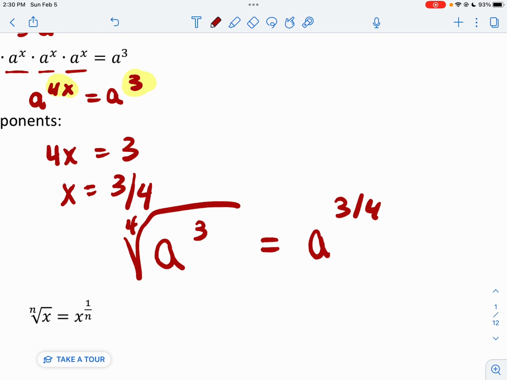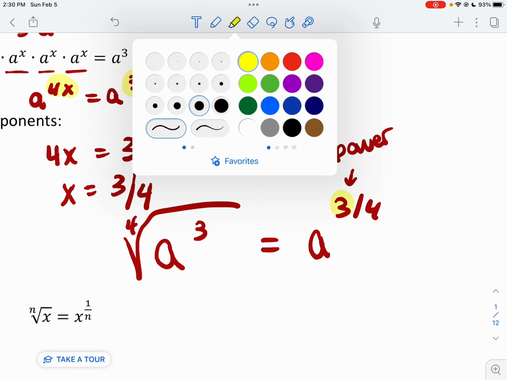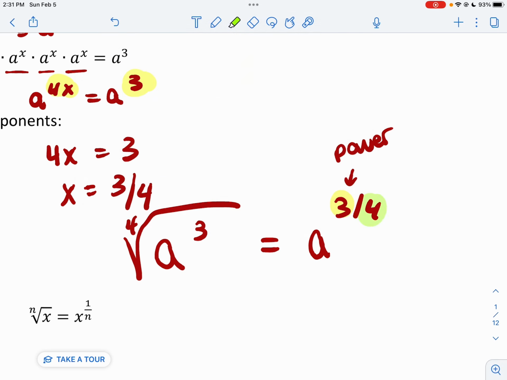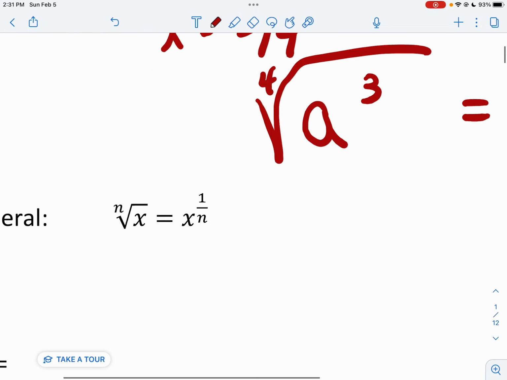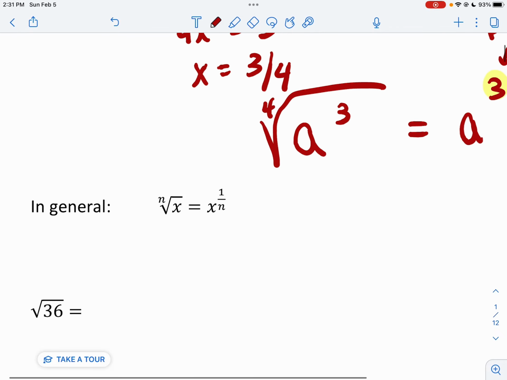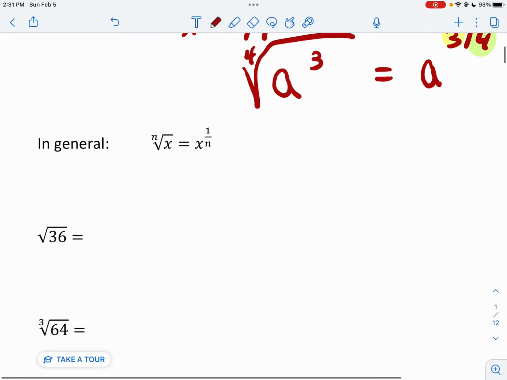So when you see a fractional exponent, I think of it as having two parts. This 3 in the numerator is like the power you are raising your base to, and the 4 here in the denominator is the type of root that you are taking. Okay, so if you have the nth root of x, you are raising it to the power of 1 over n. So let's see some examples.